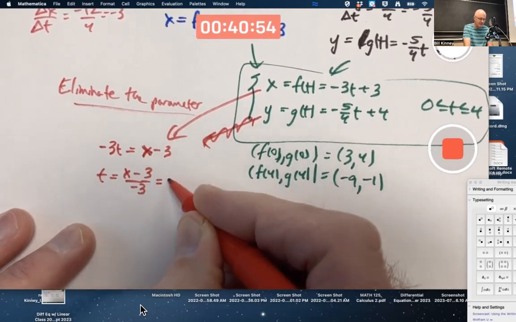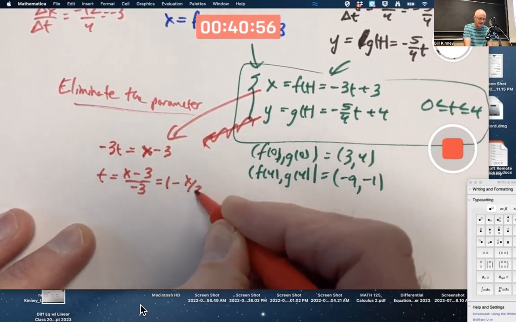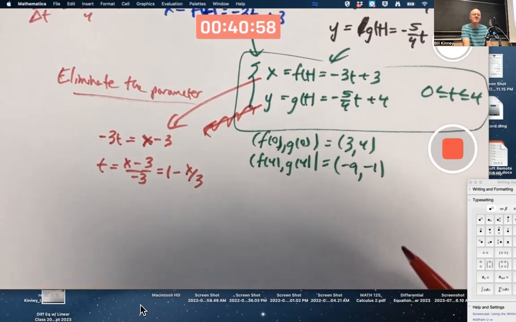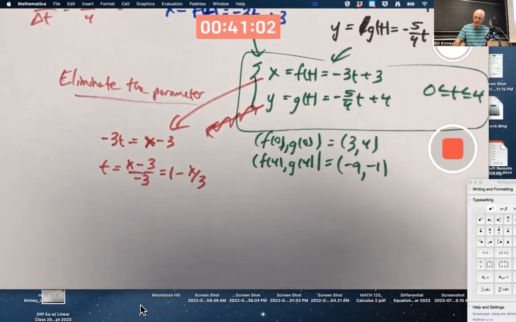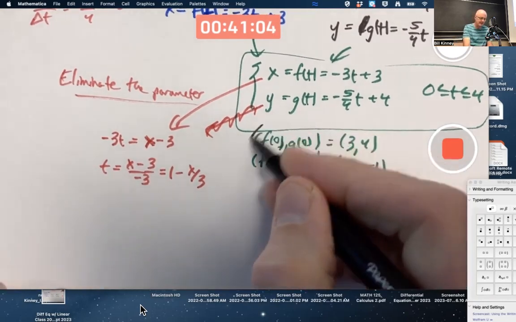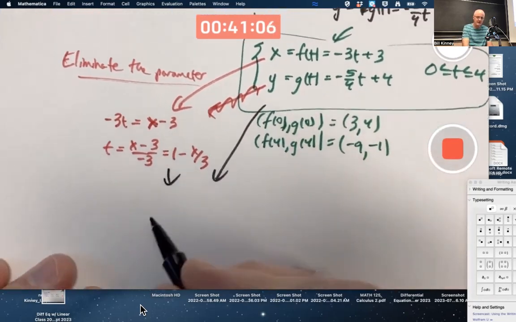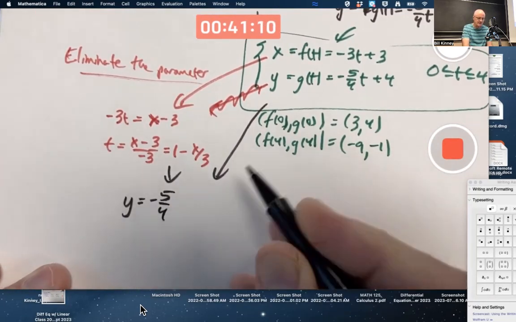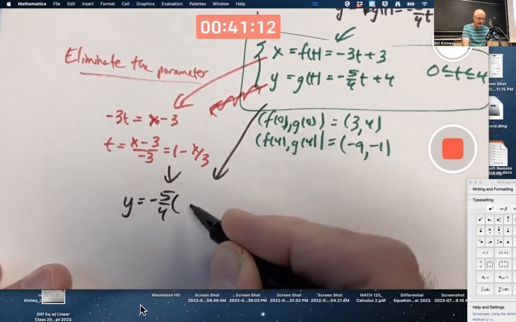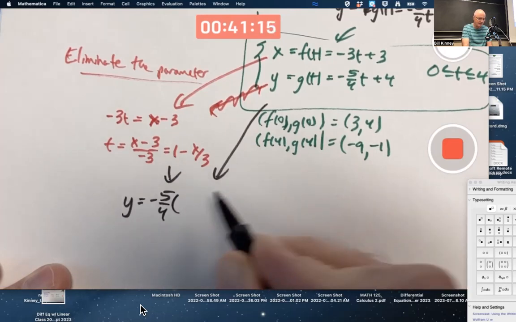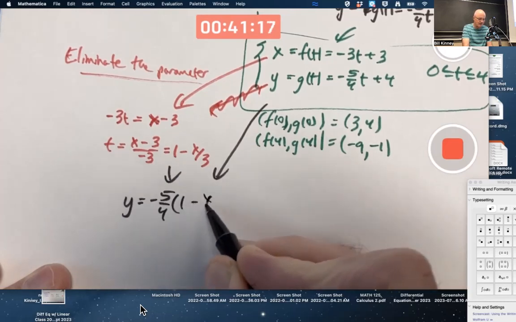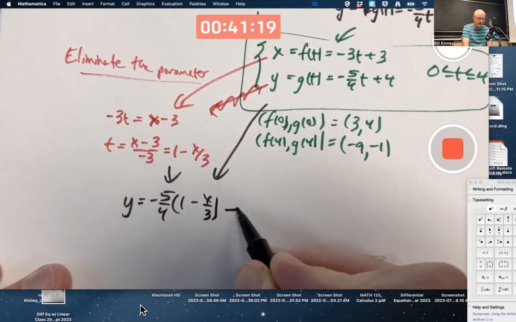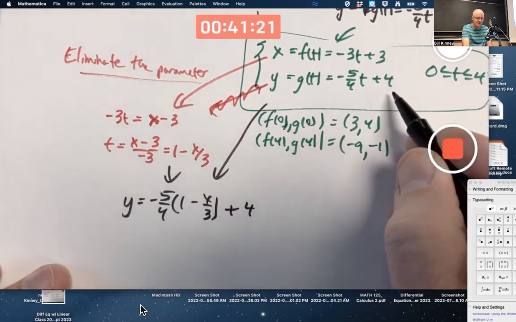Maybe you prefer writing this as 1 minus x over 3. That's okay. Either way is okay. Now substitute that into the y equation in place of t. Get y equals -5/4. t gets replaced by 1 minus x over 3. Don't forget the +4. I'm looking at this equation right here.